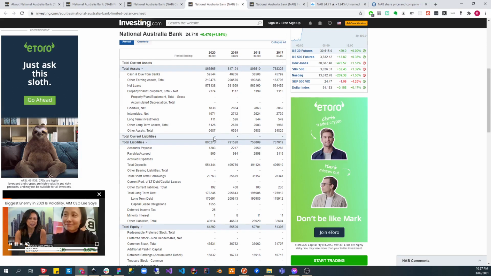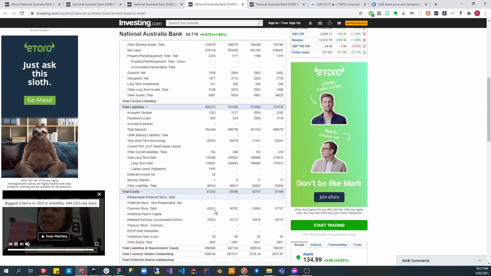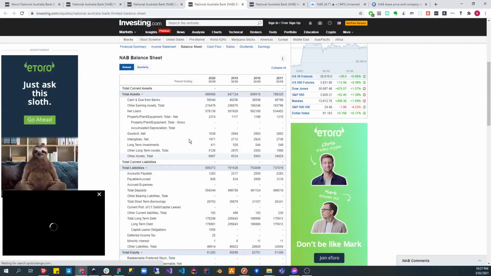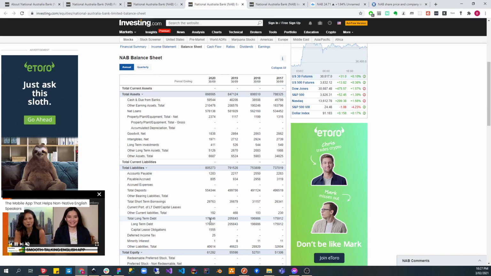Okay, now let's look at current liabilities. There are no current liabilities, so that's why there was no quick ratio. But yeah, you've got some long-term debt. That's $176 billion worth of debt. So that's fine. In terms of debt going up, it's actually going down.